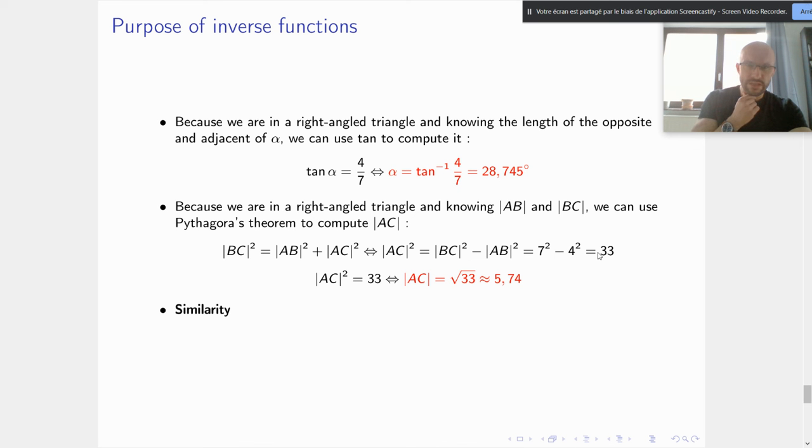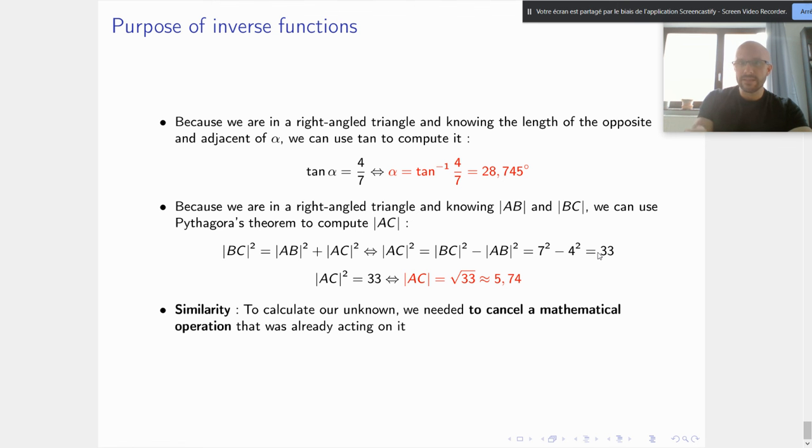So what's similar in those two problems is the fact that to calculate your unknown, you needed to cancel a mathematical operation that was already acting on your unknown. Here, for the first one, the tangent was acting on your unknown alpha, and so you needed to cancel, in some sense, your tangent to find the value of alpha. In this case, the cancelling operation of tangent is tangent inverse, or what's also called arctangent.